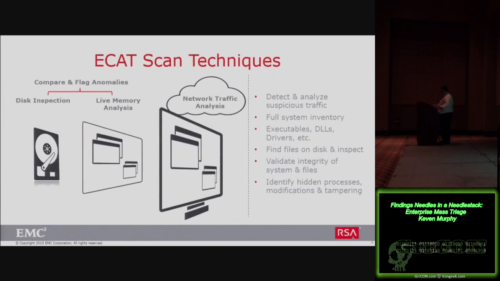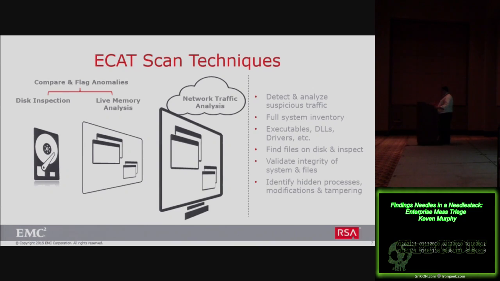Some of the techniques it uses: it has disk inspection and live memory analysis. So what we mean by that is if you're running Adobe, for example, and you opened up a PDF, and that PDF does a buffer overflow of some kind and inserts a DLL or executable into memory, ECAT's going to detect that. It's going to save that malicious code off the disk and upload it to the server.